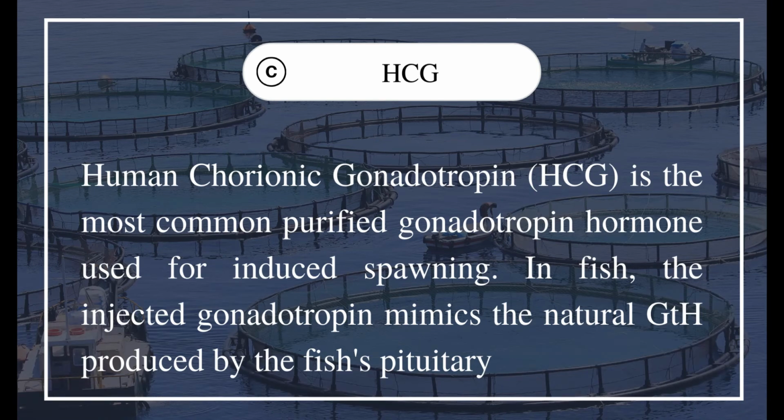Human chorionic gonadotropin, HCG, is the most common purified gonadotropin hormone used for induced spawning. In fish, the injected gonadotropin mimics the natural GTH produced by the fish's pituitary.